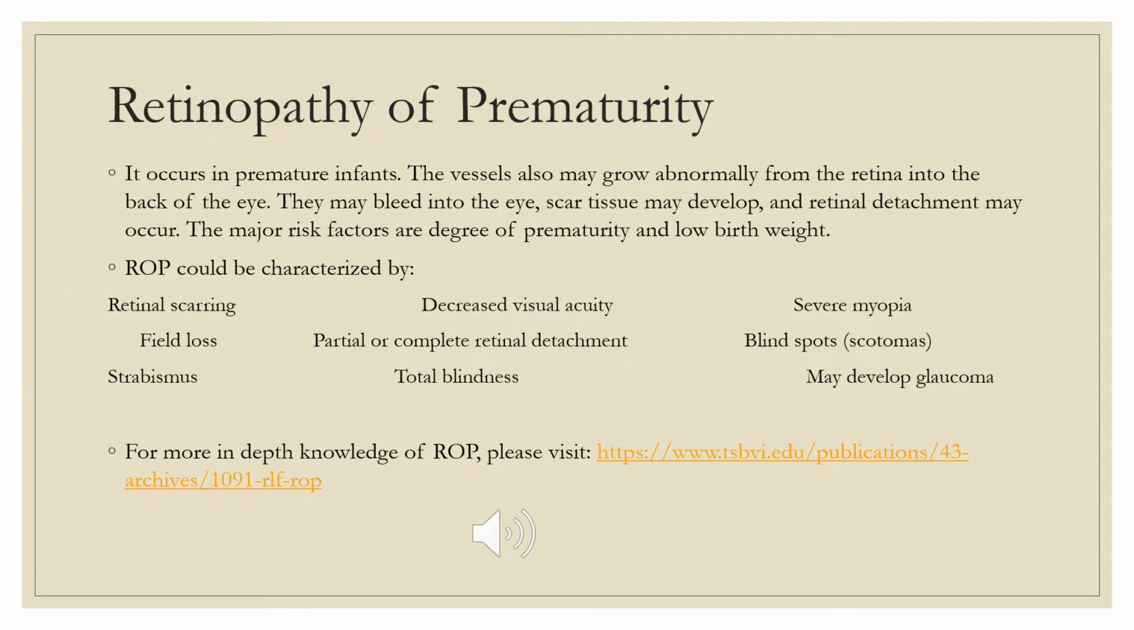Retinopathy of prematurity, or ROP, occurs in premature infants. The major risk factors are the degree of prematurity and low birth weight. ROP can be characterized by retinal scarring, strabismus, total blindness with decreased visual acuity, severe myopia, and some may develop glaucoma. Visual efficiency training in organized search grid patterns is recommended for those with decreased visual acuity or total blindness.